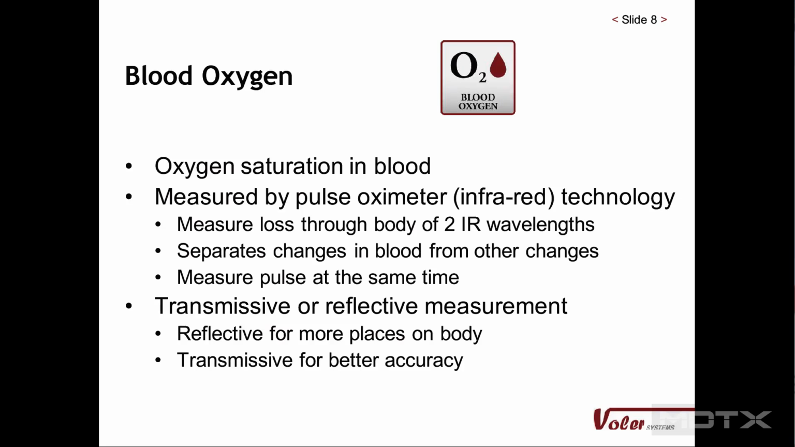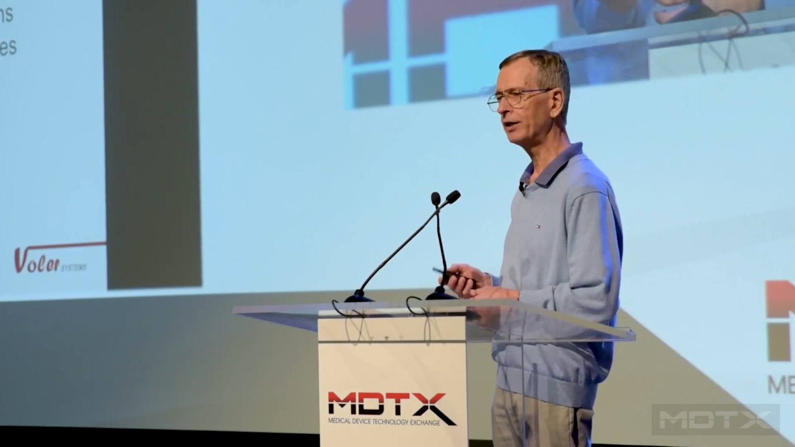So let's talk a little more about blood oxygen. The sensor, the pulse oximeter, as part of measuring the oxygen, is measuring the pulse. And there's 2 types. There's the transmissive, which passes infrared through your body, and it has to be small, like the finger, or it could be the ear. And that is the standard that's been used for decades. There's a new type, which is reflective.